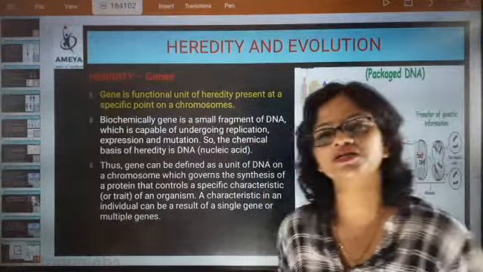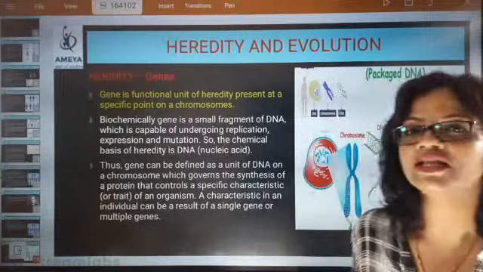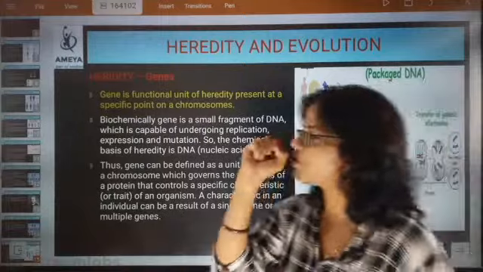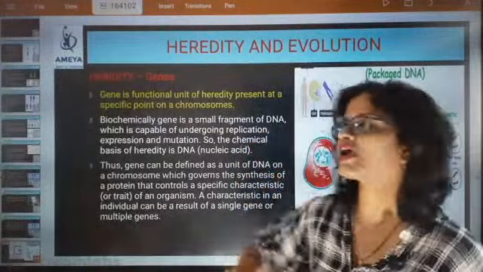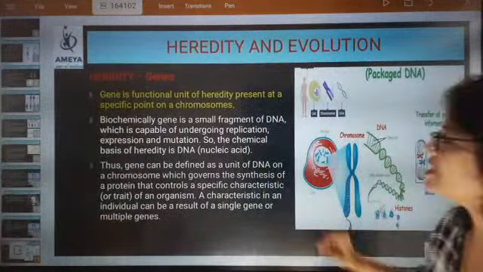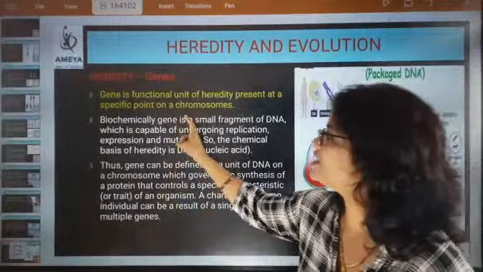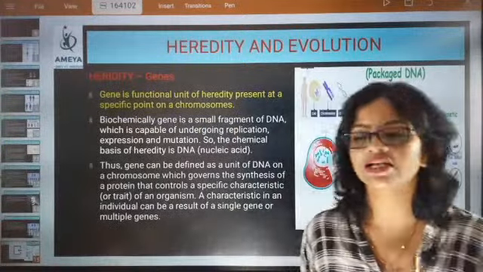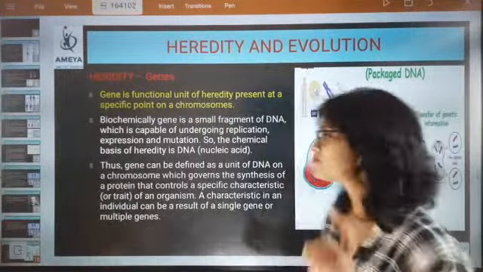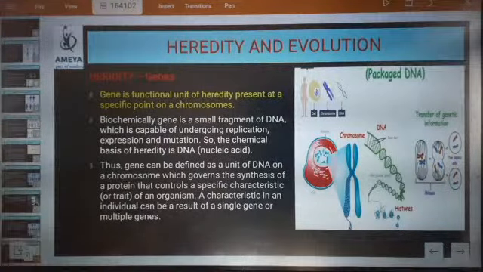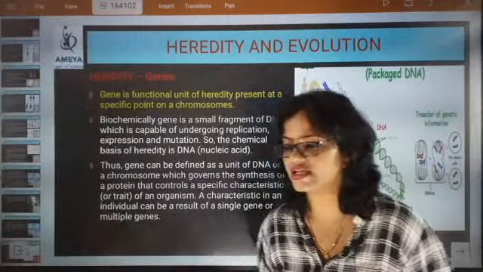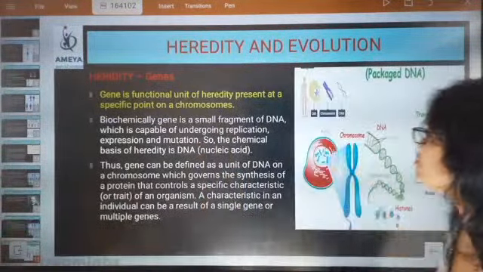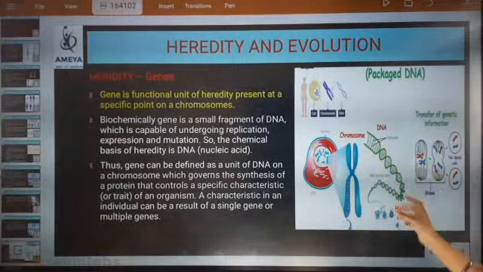If somebody asks you about a gene, you have to say that if I check the DNA, a very small fragment of this DNA is called a gene. Biochemically, a gene is a small fragment of DNA. Please remember this: ribonucleic acid and deoxyribonucleic acid. What is ribonucleic acid? Ribonucleic acid is a single strand. Deoxyribonucleic acid, that is DNA, is a double strand.